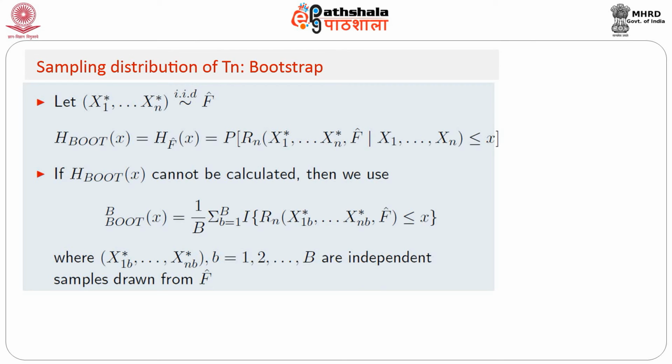So, we do not need to assume a functional form of H_F. Rather, based on the bootstrap samples, we can compute H boot, and from there we can find the sampling distribution of Tn, or we can estimate the sampling distribution.